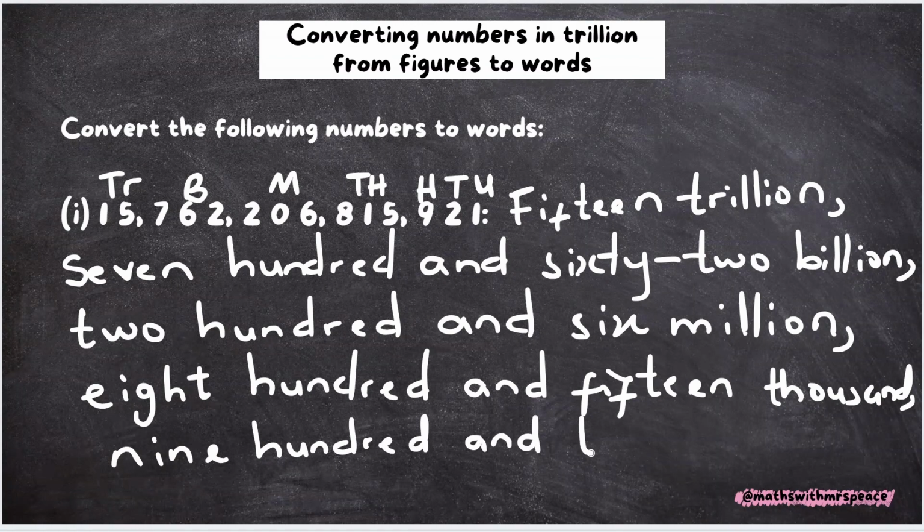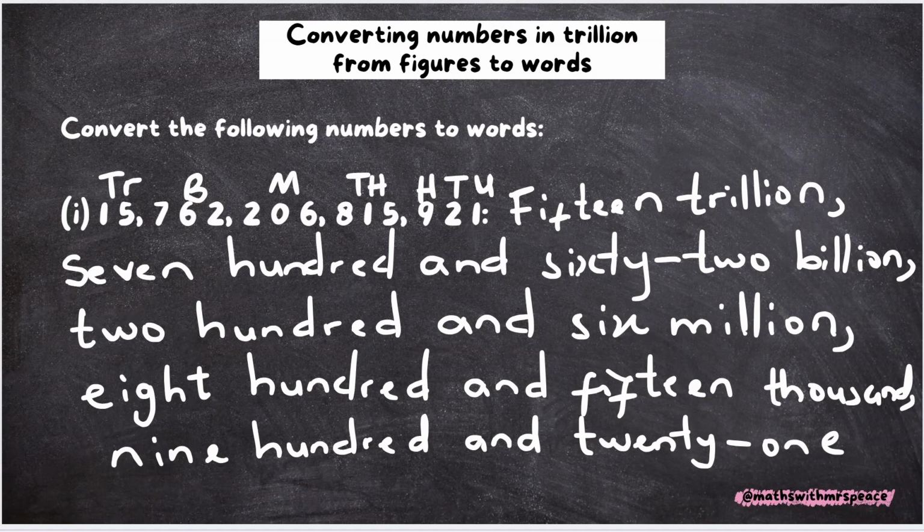921. So you see, by putting those place values just above the number, it makes it very easy for us to read the number and to convert it to words. So that's the first example here.